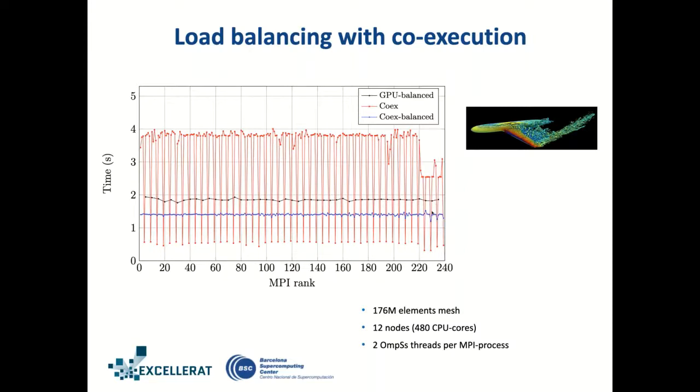The difference is 23%, more or less. That is the equivalent of, if the node has 4 GPUs but is doing co-execution and using the host, it's equivalent to having an additional GPU. So the performance of the host is not negligible. It makes sense to use all the devices in the node at the same time.